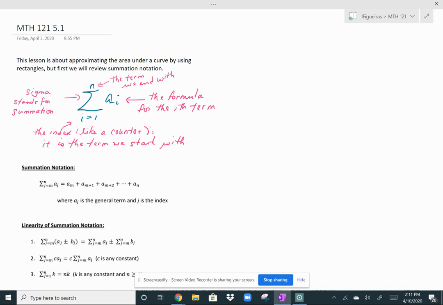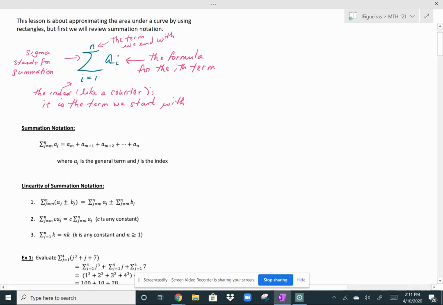i and n are common variables used to define these, but there are others. Sometimes j and k are often used as well. So in general, when you're taking the sum of some numbers, and here my index is from j equal to m to n, then the sum is a sub m plus a sub m plus 1 plus a sub m plus 2. These index values keep increasing by 1 until you get to the last one. And again, the last one is indicated by what's at the top of the summation symbol.